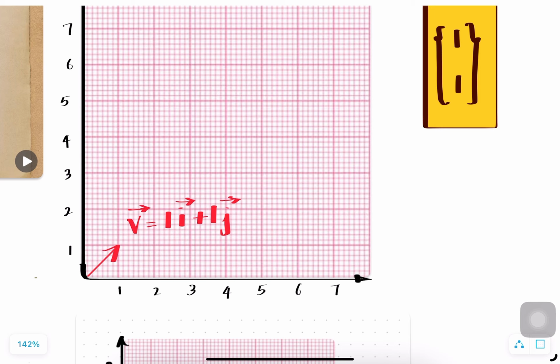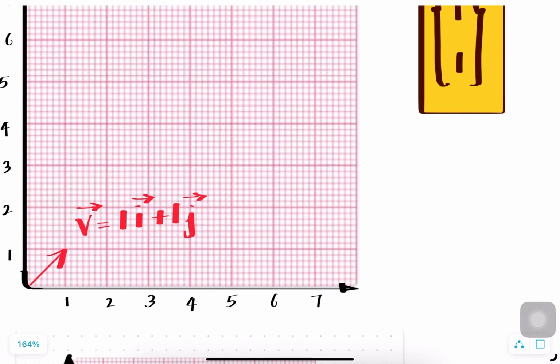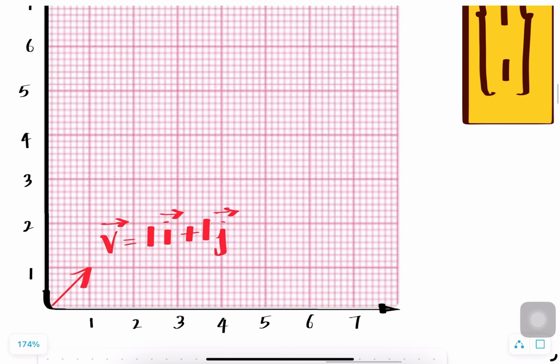The length of the vector along the horizontal component is 1 unit, and the vertical component is 1 unit. You can take any vector, but I'm just taking this vector for example. It is easy to work with. So we can simply write this vector v as 1i vector plus 1j vector, the 1i representing the horizontal component and the 1j representing the vertical component.